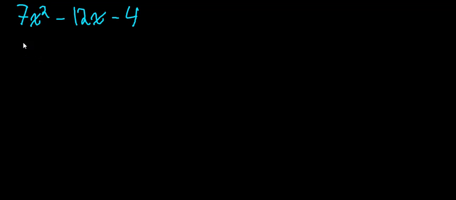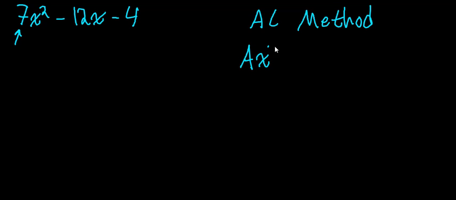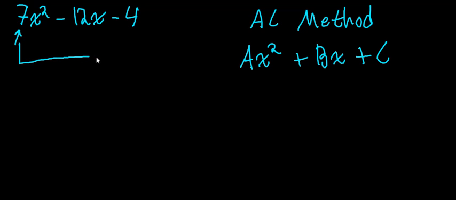How can we factor quadratics whose leading coefficient is not equal to 1 without using guess and check? Well, we can use the AC method. And it's called the AC method because the general form of a quadratic is written like this: ax squared plus bx plus c. And so the AC method starts out by first multiplying the a term times the c term.